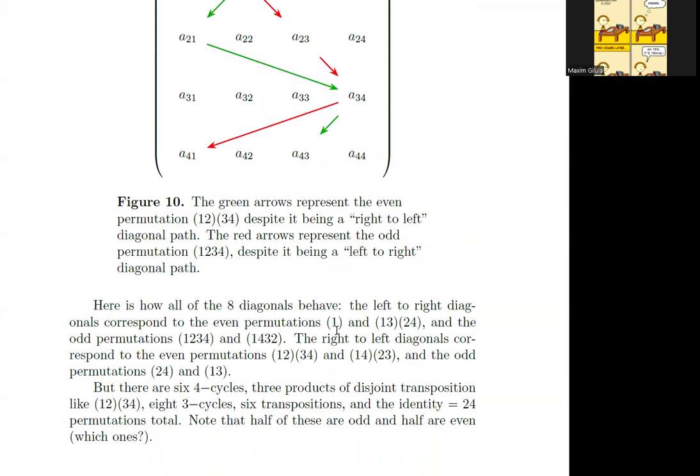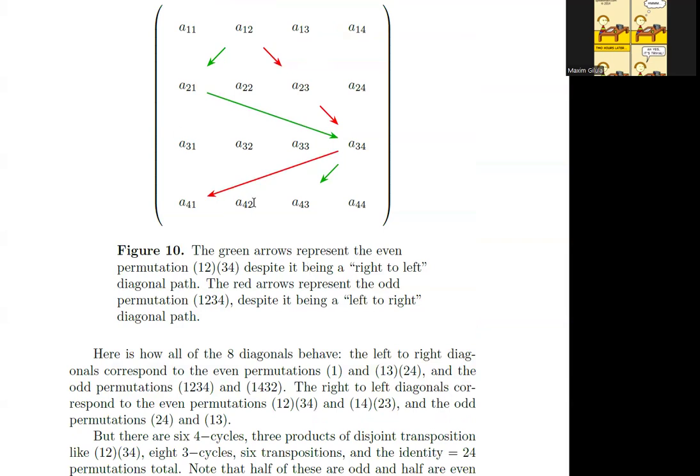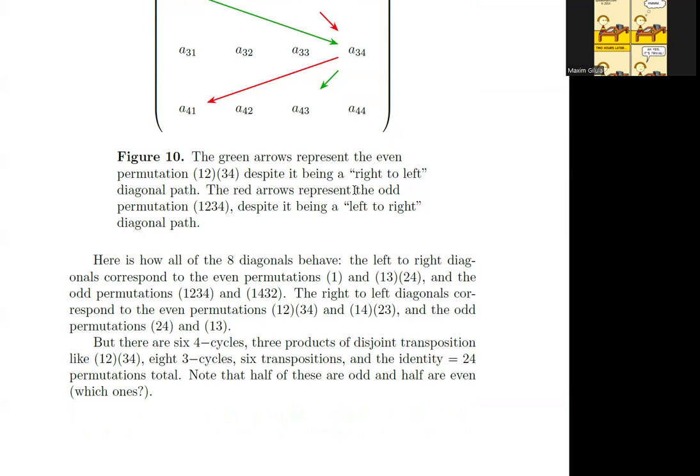So here's all 8 of the diagonals. So you have the left to right diagonal corresponding to 1. That's this diagonal. You have 1, 3, 2, 4, which is this other diagonal. So now every other diagonal is positive. This one was positive, and this one is positive. Those two are positive, and these two are negative. So some diagonals are now positive. It's a lot harder to visualize to use the rule of Sarrus.